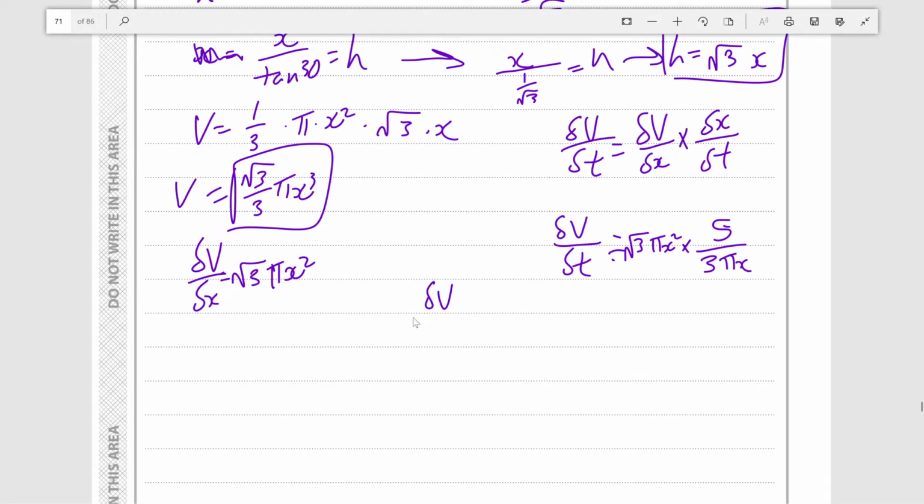So dv by dt, if we want to simplify this out, we can cancel out 1 x here with the x down here. We can cancel out pi here with the pi down here. So we'll get down to √3x times 5/3.